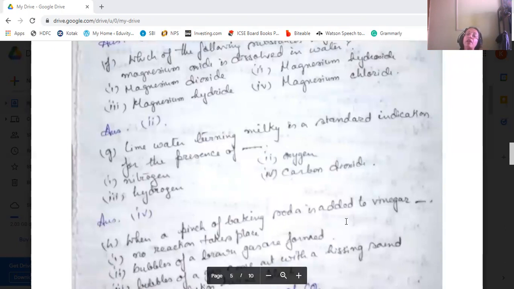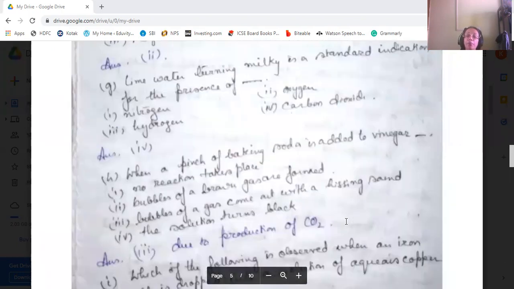Then when a pinch of baking soda is added to vinegar, the options are: no reaction takes place, bubbles of brown gas are formed, the bubbles of gas come out with a hissing sound, or the solution turns black. So when a pinch of baking soda is added to vinegar, there will be what?